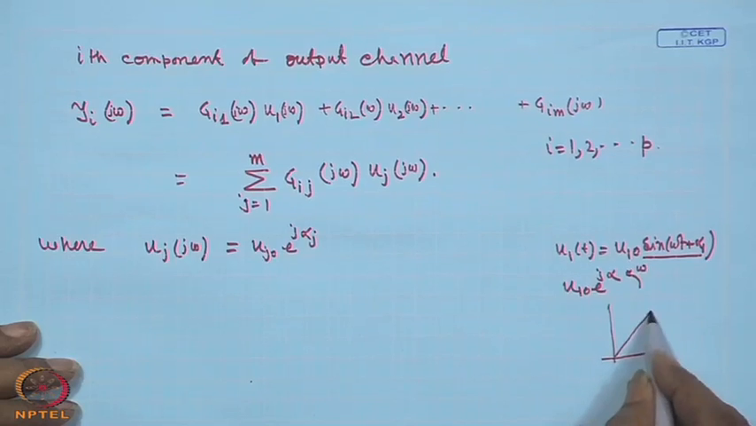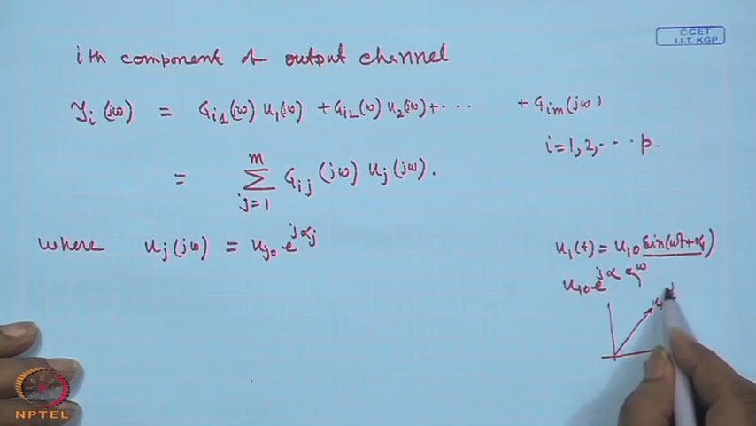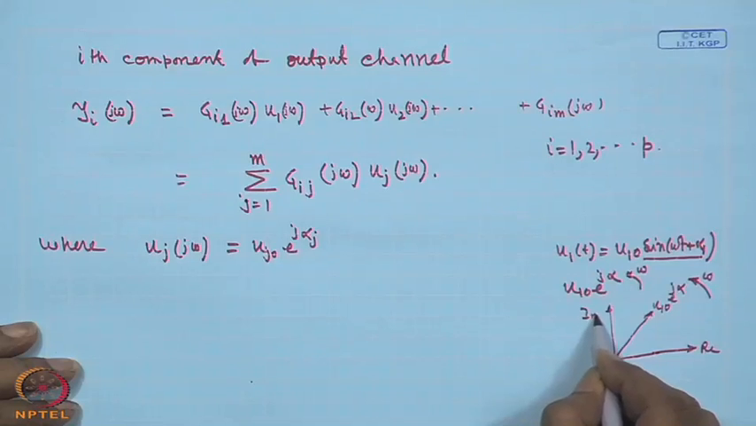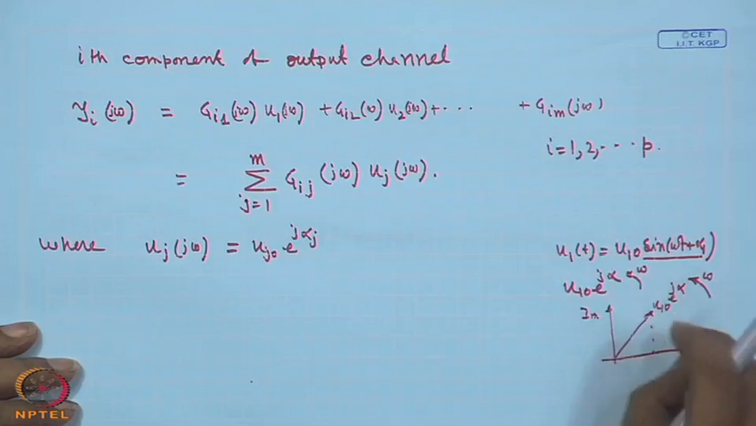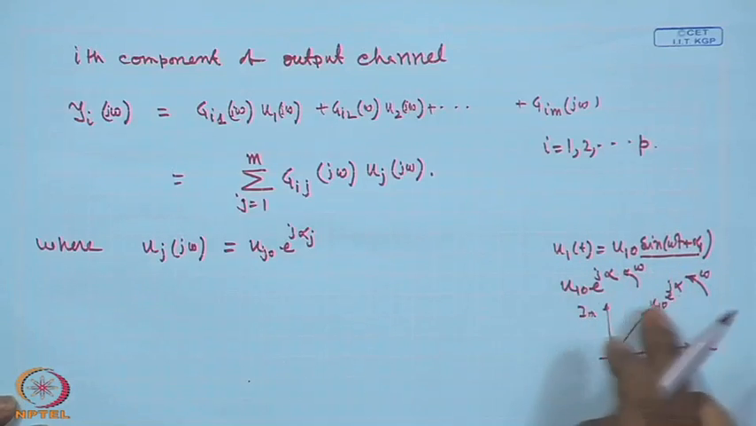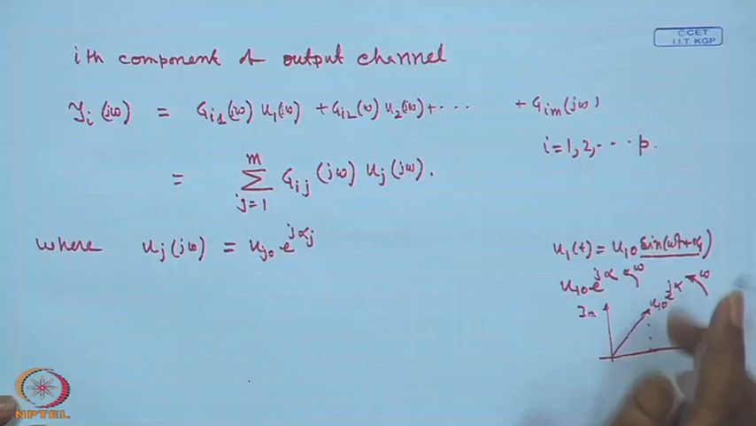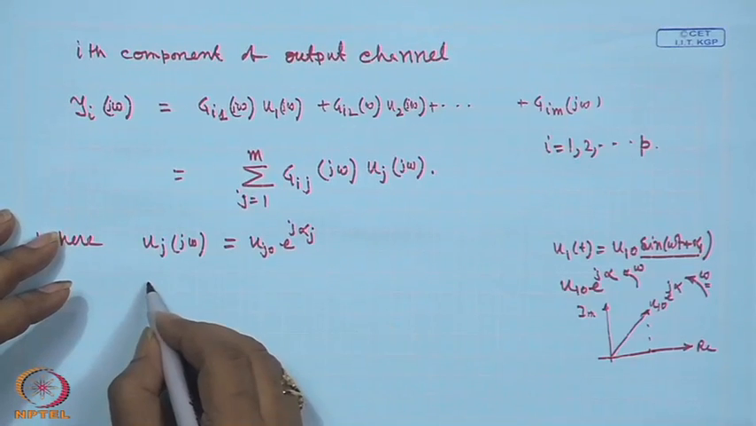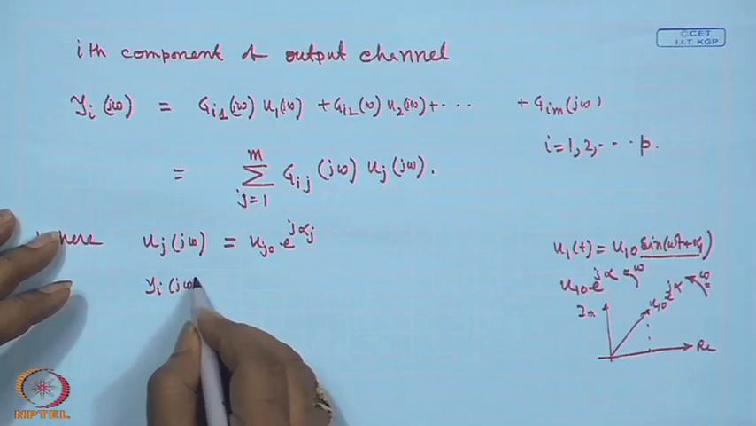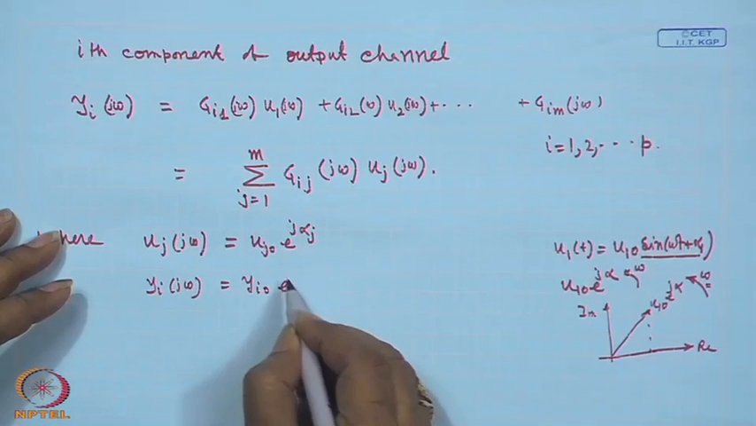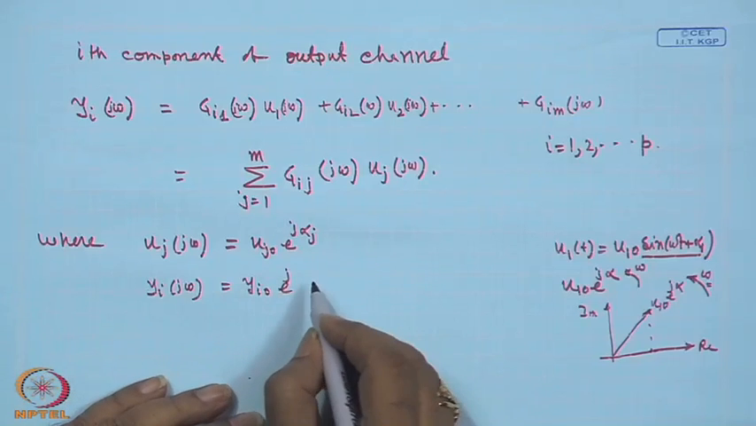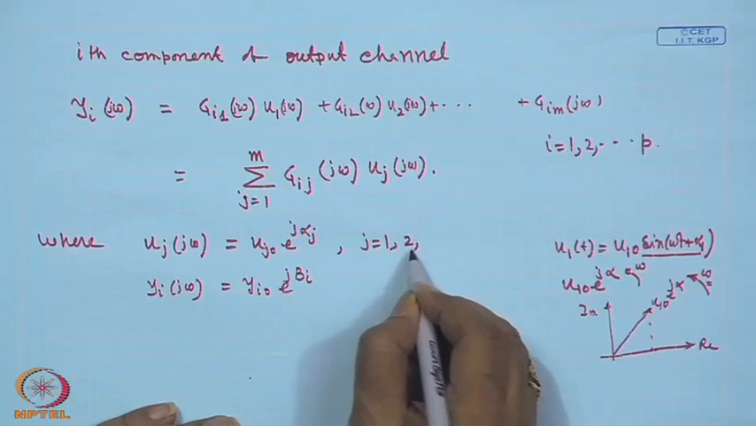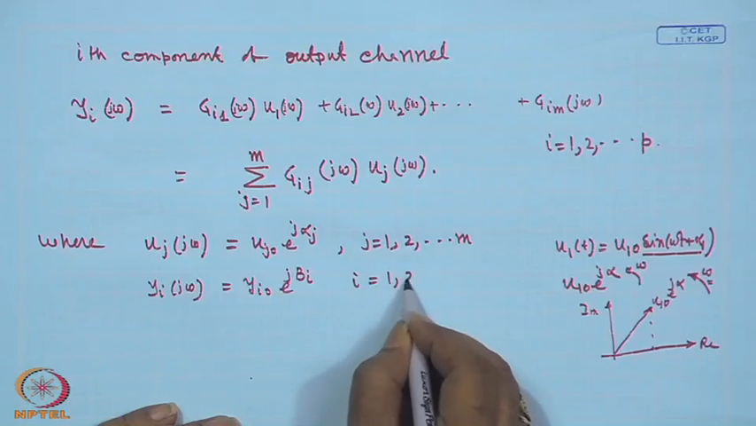If you see, this is that vector u1 of 0 e to the power of j alpha, and it is rotating with the angular velocity omega, and this is the real and this is the imaginary part. The imaginary component, the vertical component of this one, is the sinusoidal signal. So, this is a function of omega. Omega is changing at a constant speed. So, I can write it as u j of j omega, and similarly y i of j omega, I can write as y i of 0 e to the power of j beta i, agree, where j varies from 1 to m, and i varies from 1 to p.